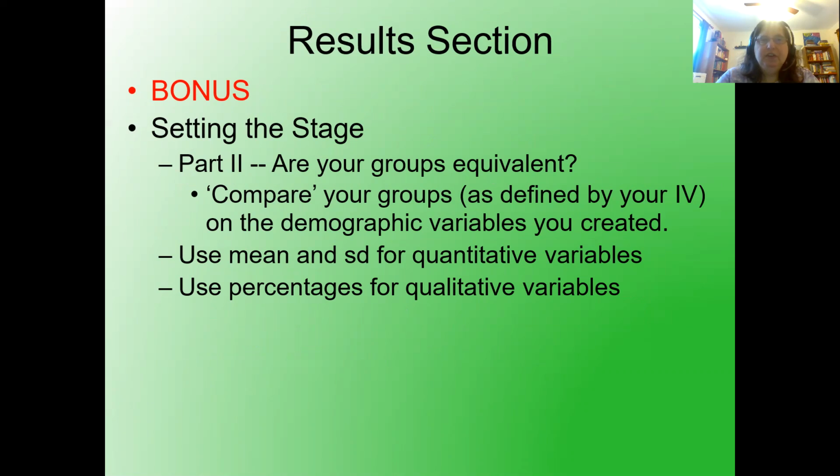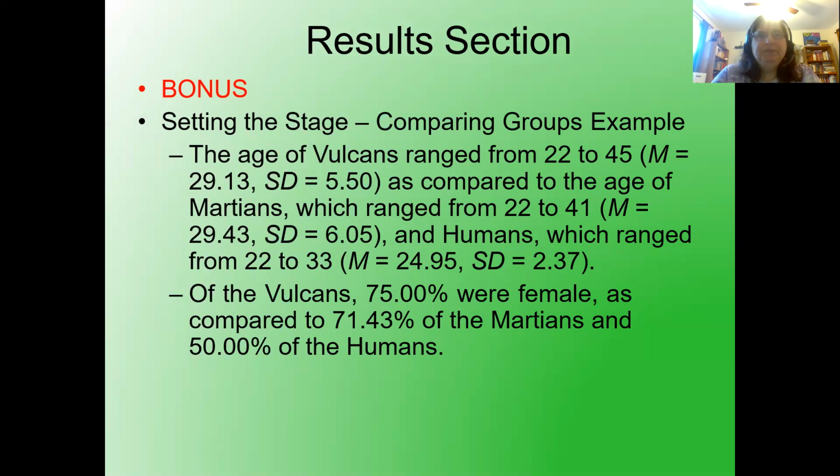It's just descriptives. So in other words, if my IV again is species, I would look at the age maybe of the people in the human group on average, in the Martian group on average, and in the Vulcan group on average. And I'll show you an example in just a second. Once again, you'll use mean and standard deviation for quantitative variables, continuous variables, and percentages for qualitative variables, your categorical variables. Okay, so let's take a look at this bonus.